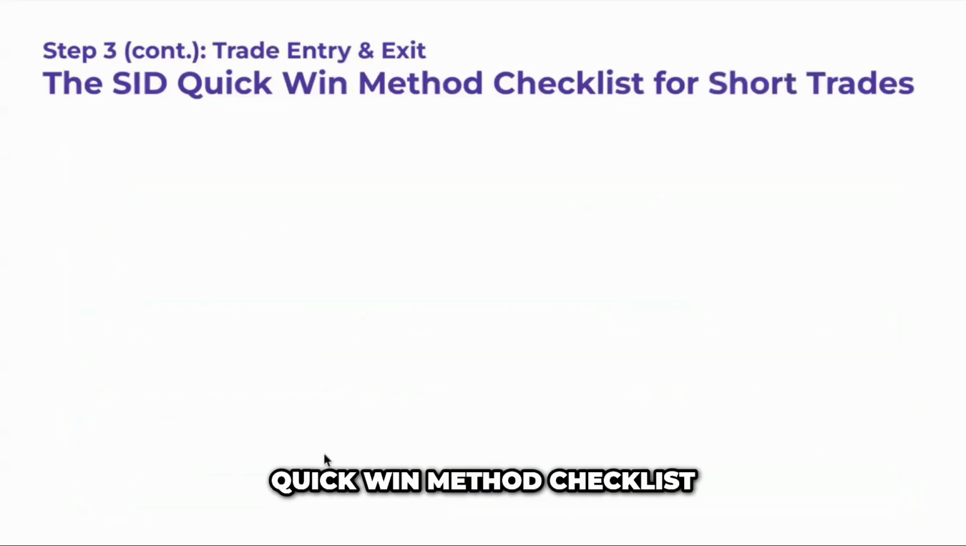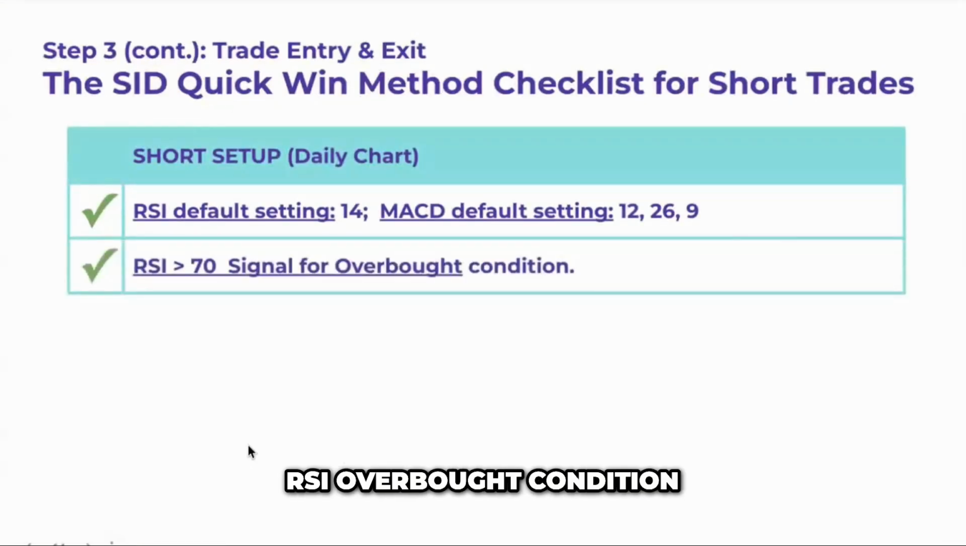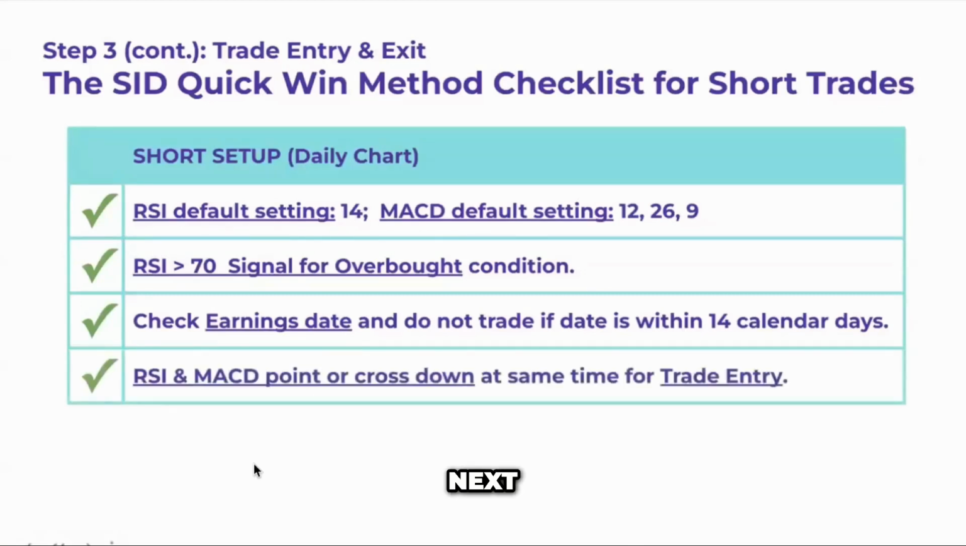This is the SID Quick Win method checklist for short trades. Make sure your RSI and MACD are set using default values. We're looking for an RSI overbought condition. Once we have the RSI overbought signal, we check for the earnings date to make sure we're not within 14 calendar days.